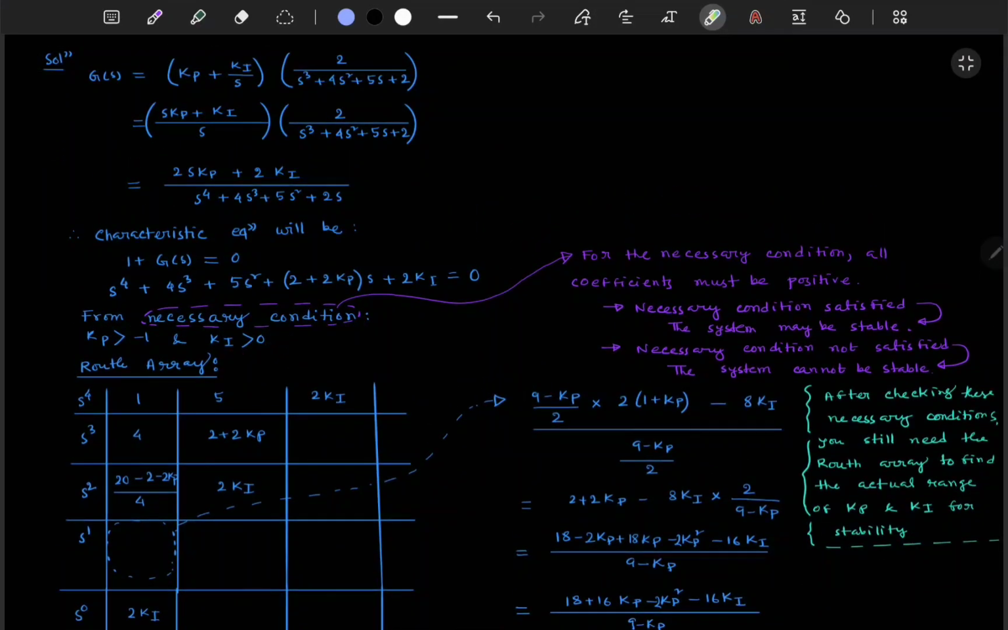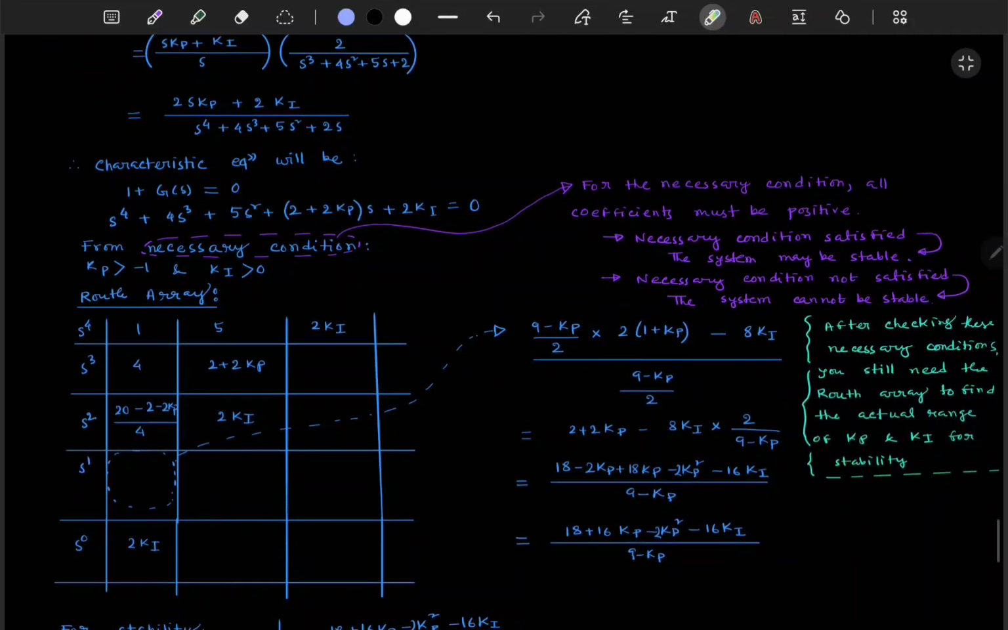Now from the necessary condition, what is the necessary condition? For the necessary condition, all coefficients must be positive in this characteristic equation. If the necessary condition is satisfied, the system may be stable. If the necessary condition is not satisfied, then the system cannot be stable. So all the coefficients here must be positive. This is the first necessary condition to be stable, but it may not be stable. But if all the coefficients are not positive, then it cannot be stable.